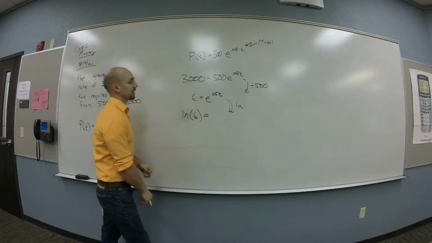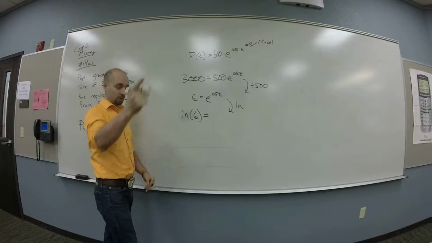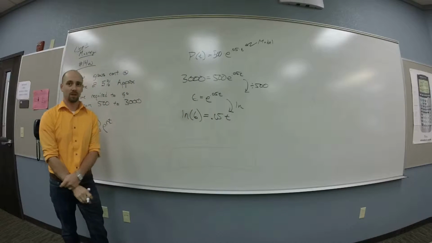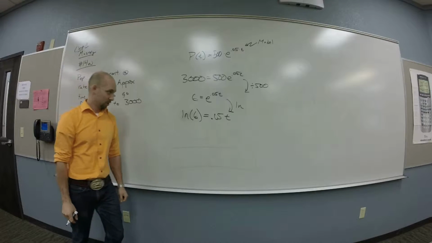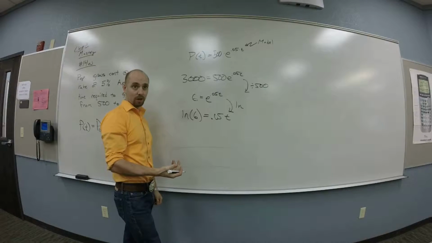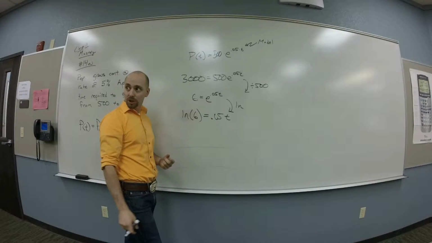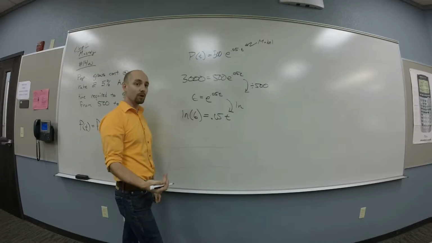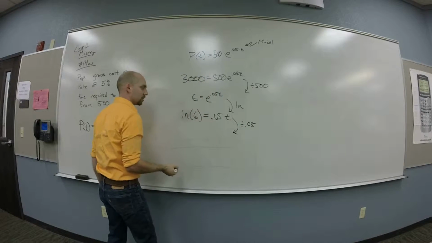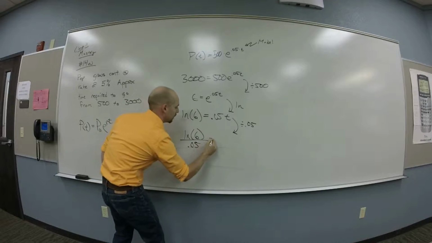So I got log 6 is 0.05 t. Now what do I do? Divide both sides by 0.05. Okay, so we can either divide both sides by 0.05 and then figure out how to put that in our calculator, or we can get our approximation for log 6 and then divide that by 0.05. I don't care which one you do, they amount to the same thing. I'm going to divide by 0.05 both sides. So I'll get log of 6 over 0.05 is t.